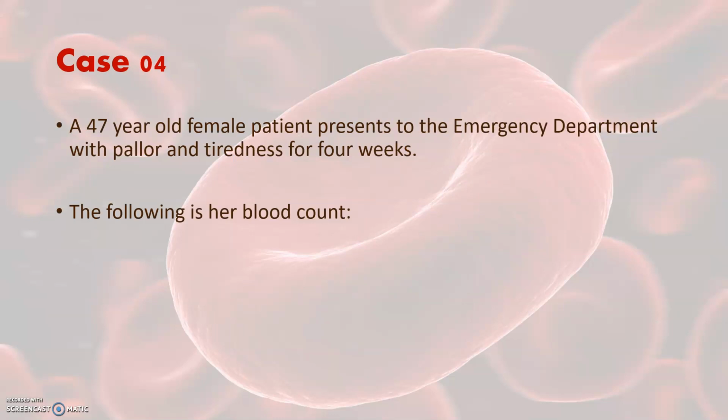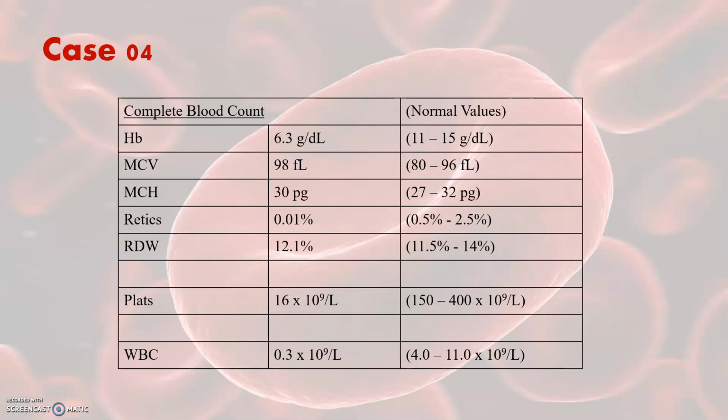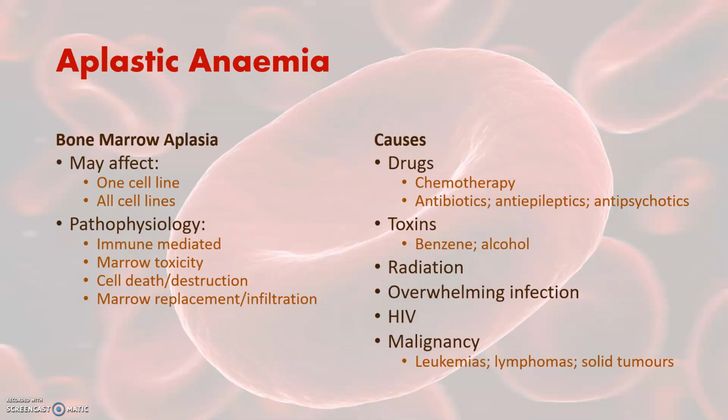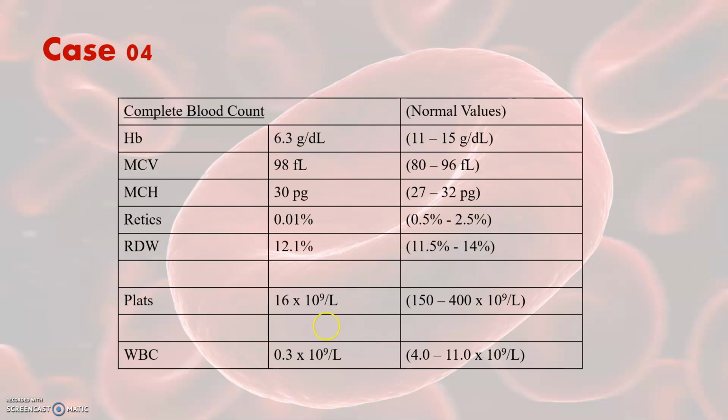This is a 47-year-old female patient who presents to the emergency department with pallor and tiredness for 4 weeks, and this is her blood count. Pause the video, see if you can work this one out. So, this is a case of aplastic anemia, and if we go back, we can tell this because all the blood cell lines are depressed. But also, the reticulocyte count is very low. Usually, if you had a low hemoglobin, you should stimulate reticulocyte production.